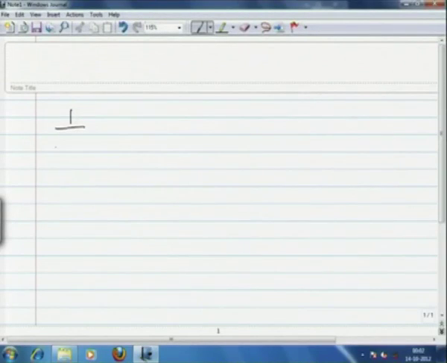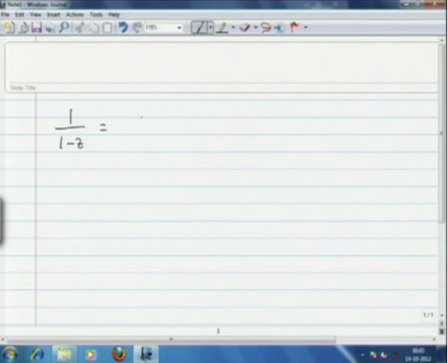to motivate this discussion, let us look at the Taylor series expansion of 1 by 1 minus z, which is around 0. This is equal to sigma z power n, n equals 0 through infinity. Okay. And then this is valid for modulus of z strictly less than 1.